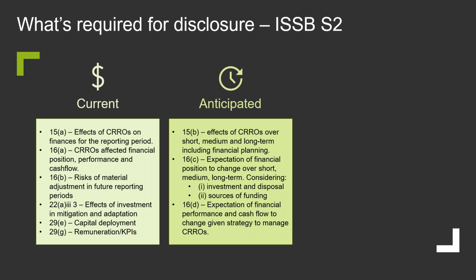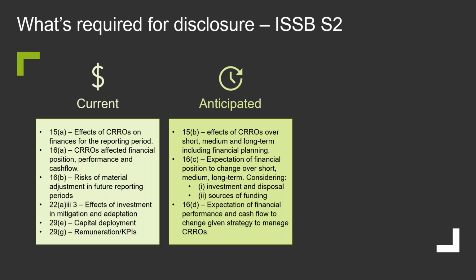So the anticipated is that more forward-looking perspective that I think many people are coming onto the line to hear about. So 15B is about the effects of those risks on the short, medium, and long term, including financial planning. I'm sure those time horizons sound familiar. You've no doubt been using them as part of your climate scenario analysis, and you're essentially wanting to take those assessments and apply them from a financial basis. Continuing that, you may have some expectation of how your financial position may change over the short, medium, and long term, with a particular focus on two distinct parts.